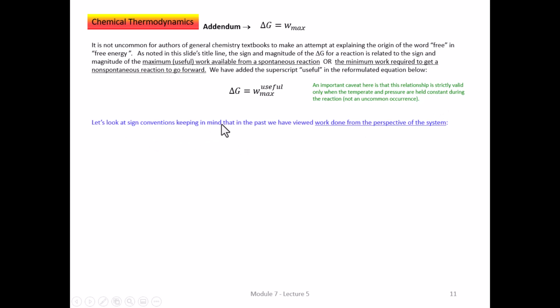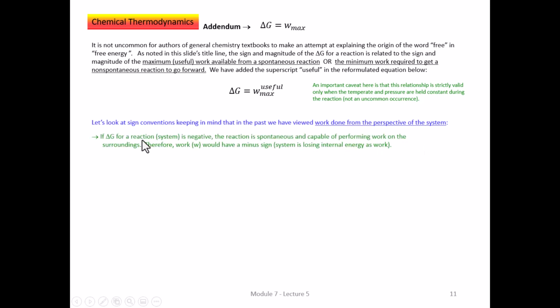So let's look at the sign conventions here, keeping in mind that in the past we viewed work done from the perspective of the system. So if deltaG for a reaction or a system is negative, of course the reaction is spontaneous and capable of performing work on the surroundings. Therefore, work would have a minus sign. System is losing internal energy as work. So again, if deltaG is negative, the useful work that reaction can do would have a negative sign, because the reaction would be doing work on its surroundings, and so W would have a minus sign.